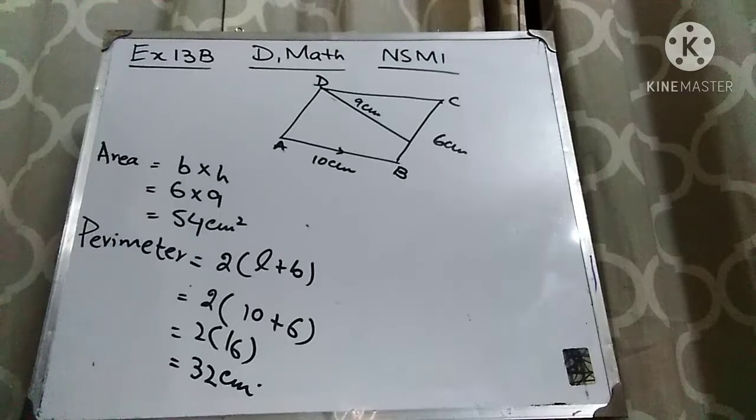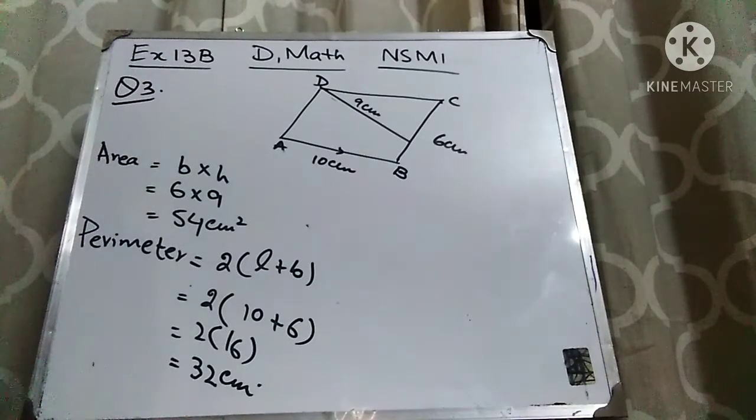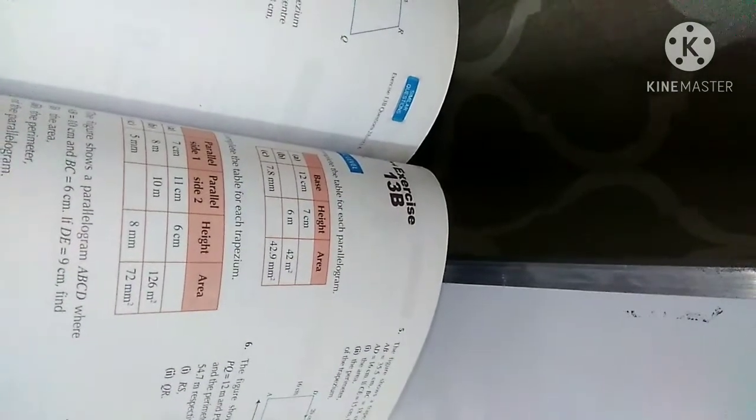Alright, this was question number 3. Now let's come to question number 4. Students, question number 4: the figure shows a parallelogram PQRS where QR is equal to 10 centimeter. If ST is equal to 8 meter and SU is equal to 11.2 meter, find the length of PQ.